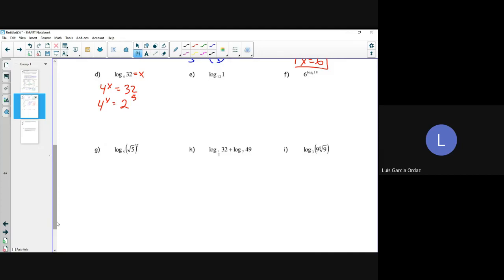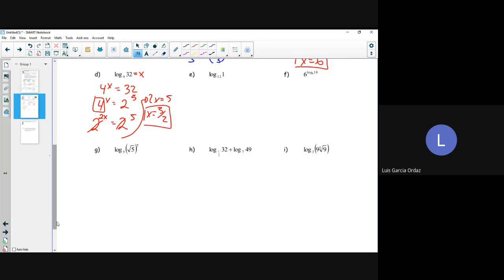You want to write 2 to the 5 in terms of the base of 4, but wouldn't it be easier to change 4 into 2 to the power of 2? So yeah, let's try that one. So we can change 4 and write it in terms of 2 to the power of 2. So we have 2 to the power of 2 times x is equal to 2 to the 5. So now the 2's cancel out. So we get 2x is equal to 5, which means x is equal to 5 over 2.